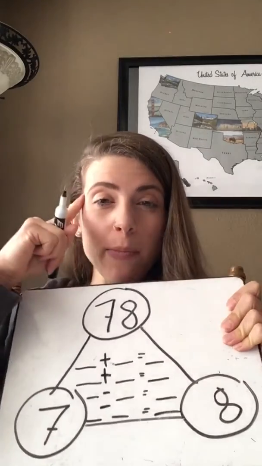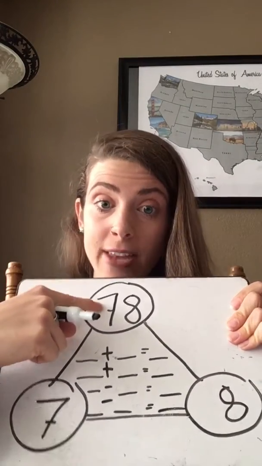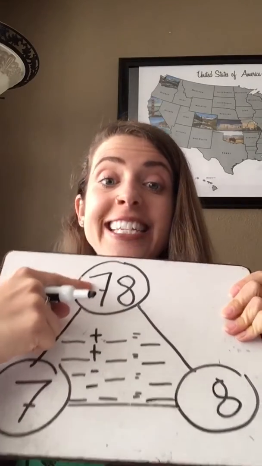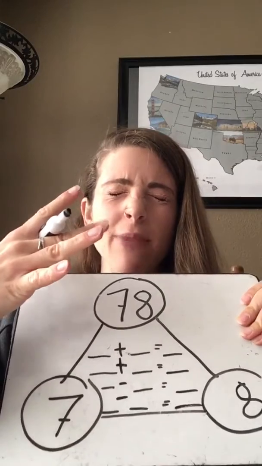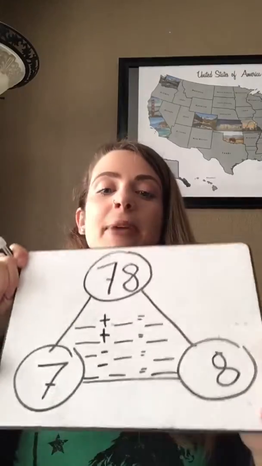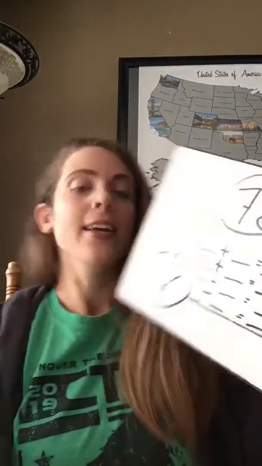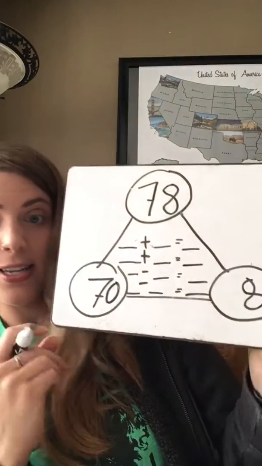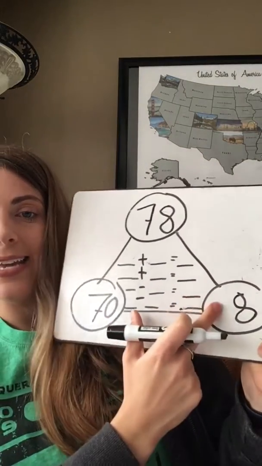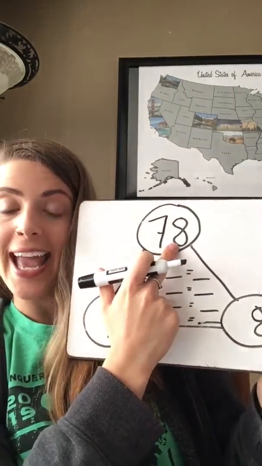So we need to remember that this is not just a 7. This stands for 7 tens. So let's do our adding really fast. Let's skip count by tens. So 7 tens. 10, 20, 30, 40, 50, 60, 70. So 7 tens is the same as 70. So I'm gonna make this 70, not just 7. So 70 plus 8 gives us 78.